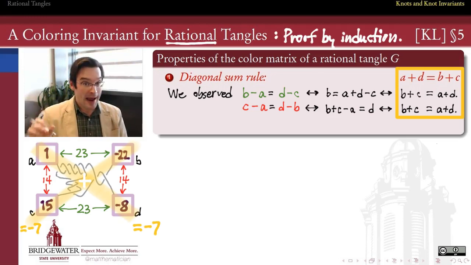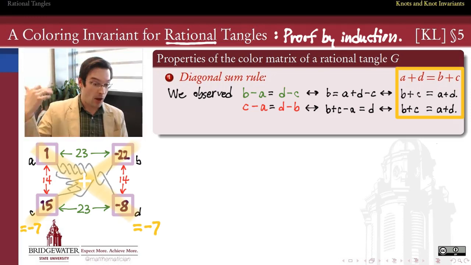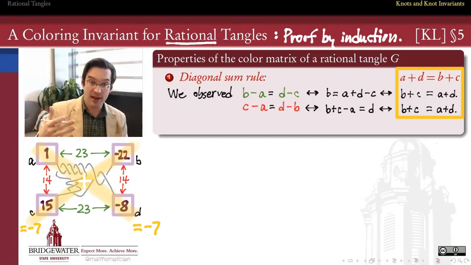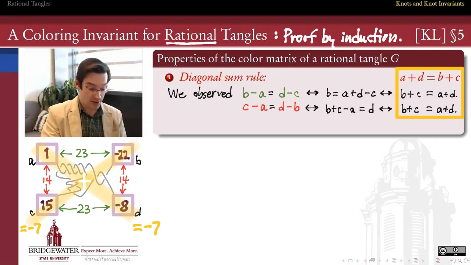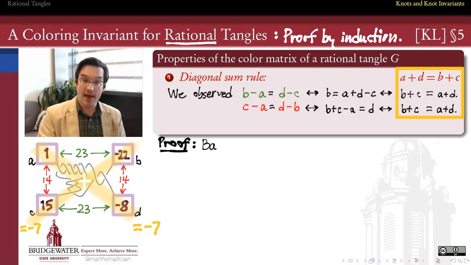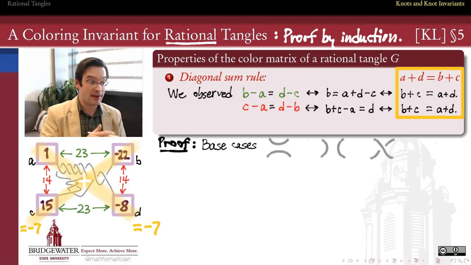Since we're dealing with rational tangles in particular, we know exactly how to define rational tangles inductively. A long time ago, we talked about rational tangles as being inductively defined by taking an empty tangle and applying a series of combinations of twists and rotations to that tangle. So we can use that definition to come up with a proof by induction.